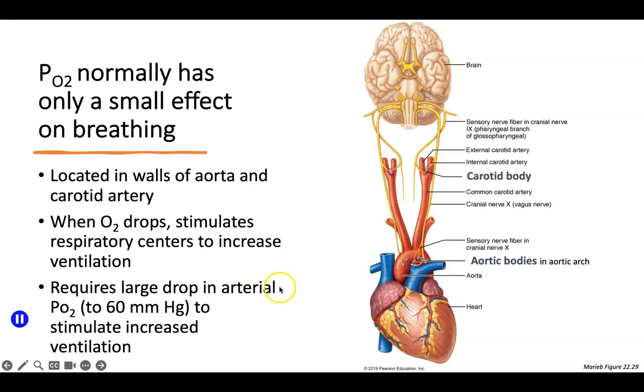However, this requires a very large drop. So remember, once oxygen reaches your blood, it starts at about 100 millimeters of mercury, and so it needs to fall by almost half in order to stimulate that increased ventilation. So that's why we say that at normal conditions, that partial pressure of oxygen is only going to have a small effect on breathing. The carbon dioxide is going to have an effect much earlier than this.